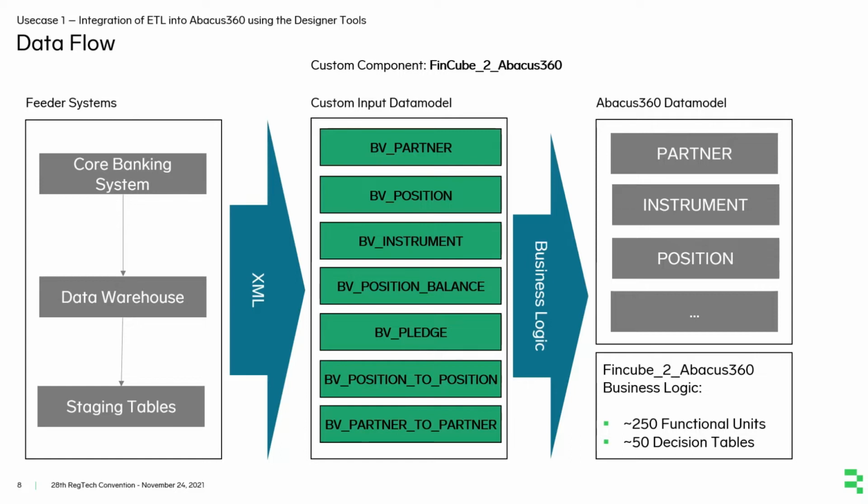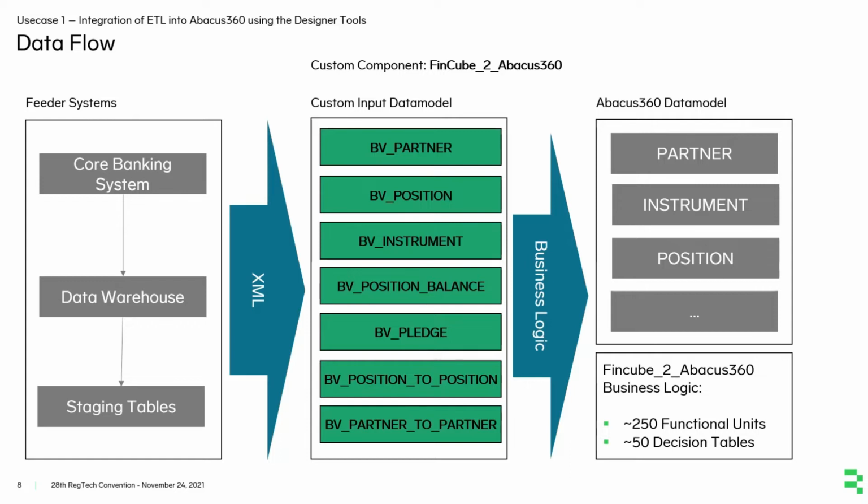The content in Abacus360 is bundled together into components. These components contain the data model definitions, business logic, and templates when applicable. You can see in this graphic how the data flow of the FinCube2 Abacus360 component, which performs the ETL, looks like at NordLB CBB. The input entities were defined using a similar naming convention to the Abacus360 data model.